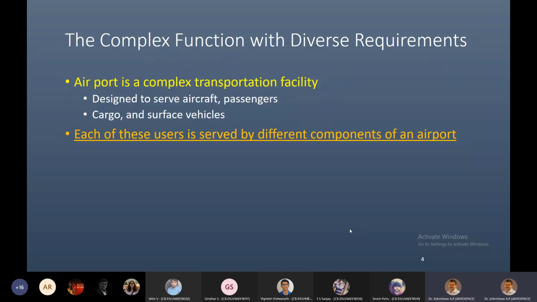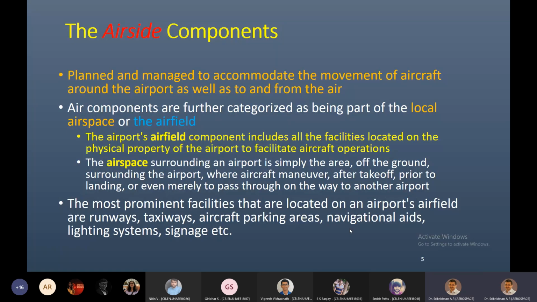It should serve the requirements of the aircraft. It should serve the requirements of the passengers, and then cargo and other surface vehicles, etc. Vehicles which come with fuel, the taxi or the other ground transport means, etc. And there are dedicated stations which are focused on each of these services for the aircraft as well as for the passengers. Now we take a look at the specific requirements of the airside components.